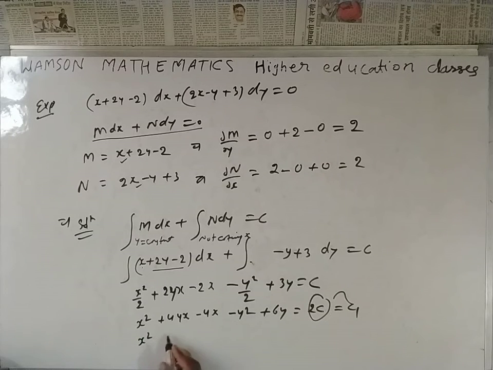So the complete answer is x square minus 4x plus 4yx minus y square plus 6y is equal to c1. This is our answer.